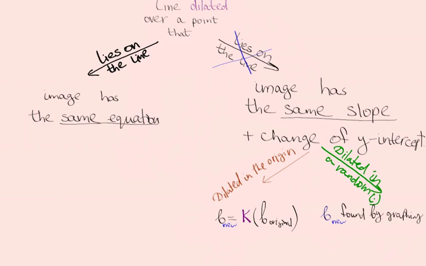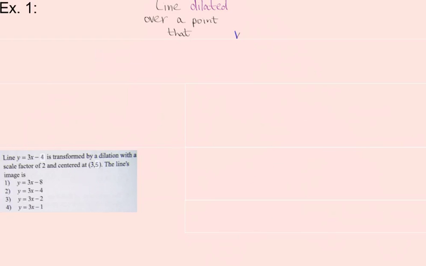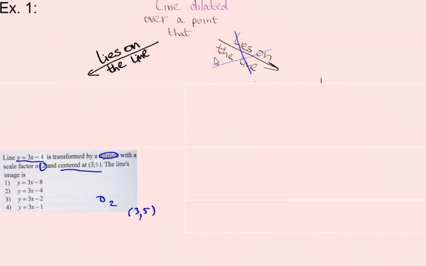So let's try to apply it using our first example. Let's analyze keywords. We have the equation of a line. It's transformed by a dilation with a scale factor 2. So dilation 2, and the center is at the point (3, 5). Our first step is identifying that we are dilating a line about a point, and then identifying whether our point belongs to the line or doesn't.